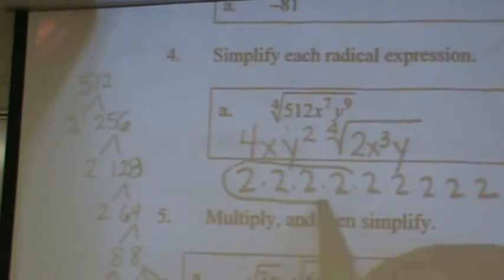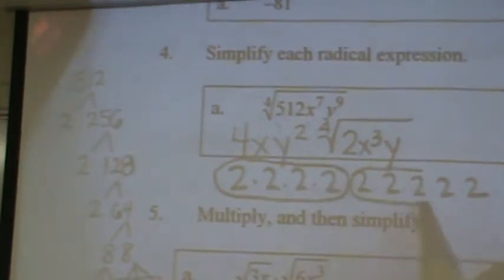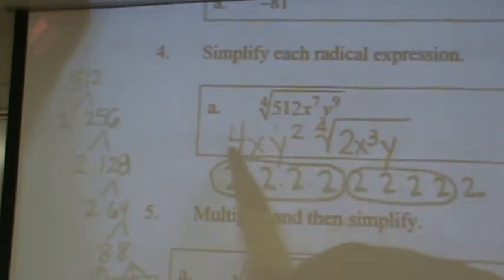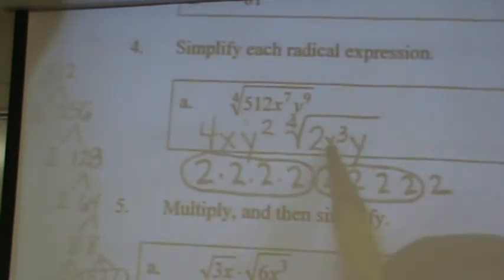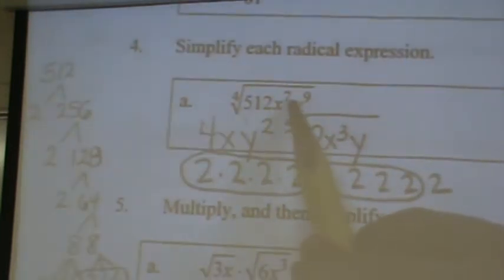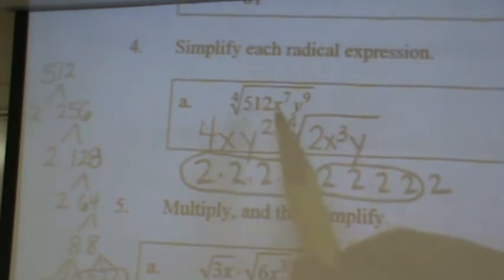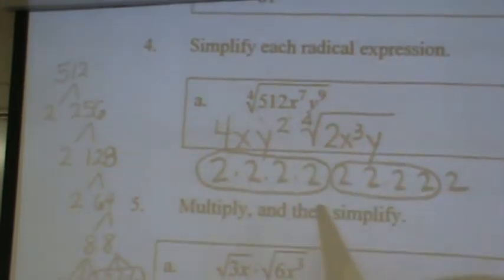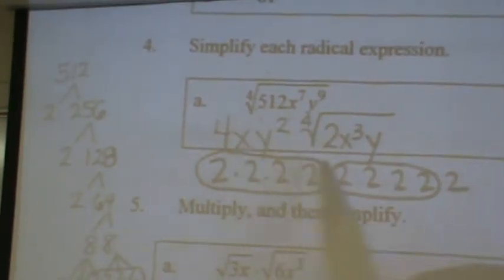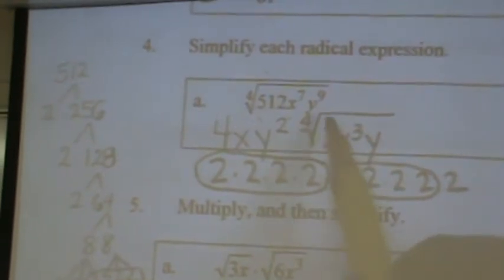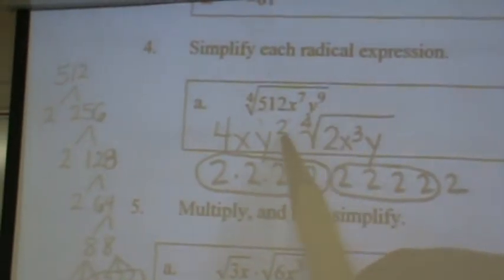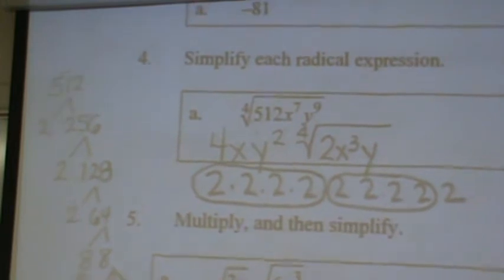There's 9. You're looking for 4 of a kind. So there's one set, and there's another set. So 2 times 2, that's where the 4 comes from. The 2 stays. And now you have 7 x's. So you're going to take one group of the x's out, but 3 x's stay, and then 2 groups of y's come out, 1 y stays.